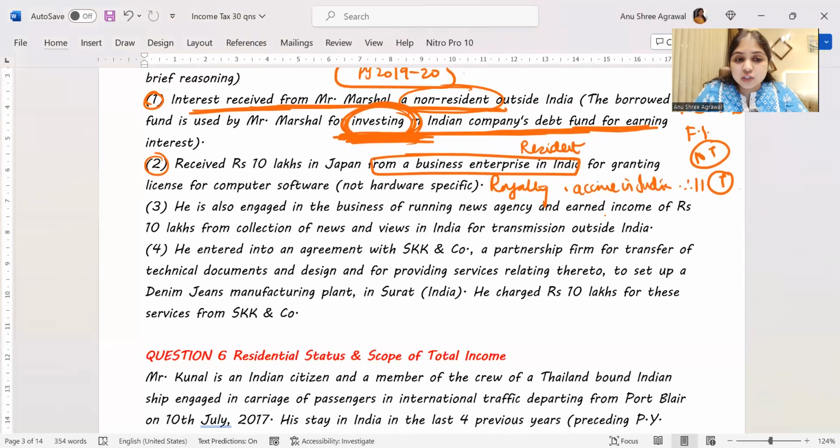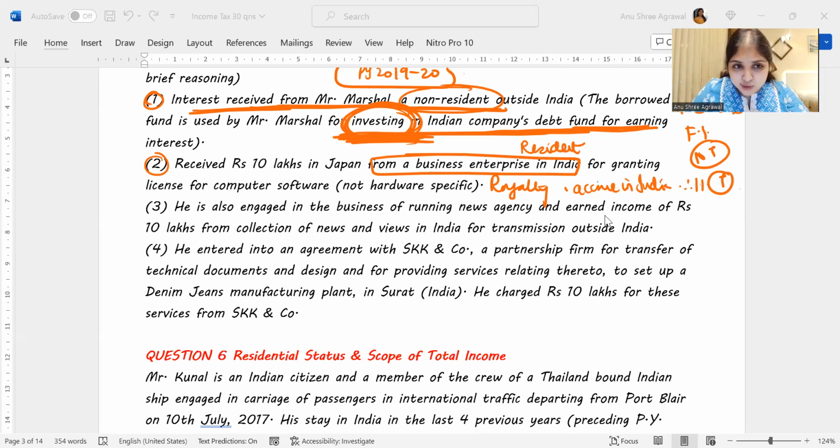Then coming to the third point, he is engaged in the business of running a news agency. He earned income from collection of news and views in India for transmission outside India. This is a very special point. If your assessee is just in the business of collecting news and transmitting outside India, then you say that it is not accruing in India.